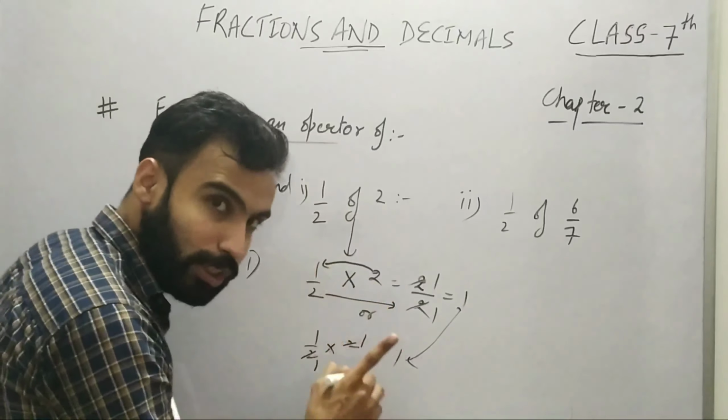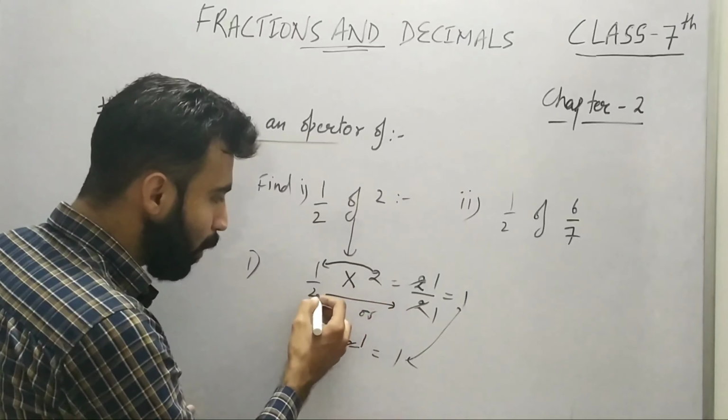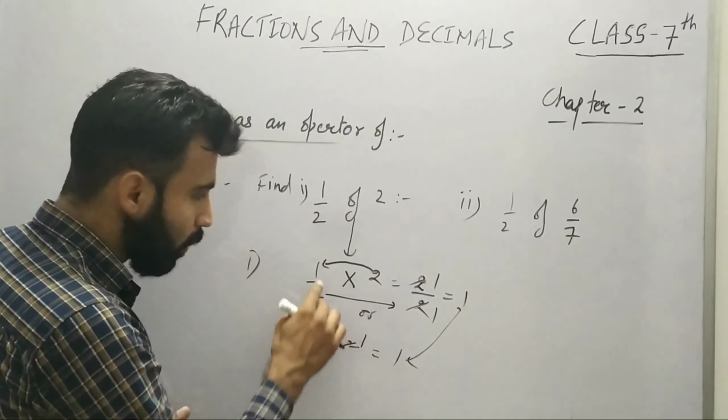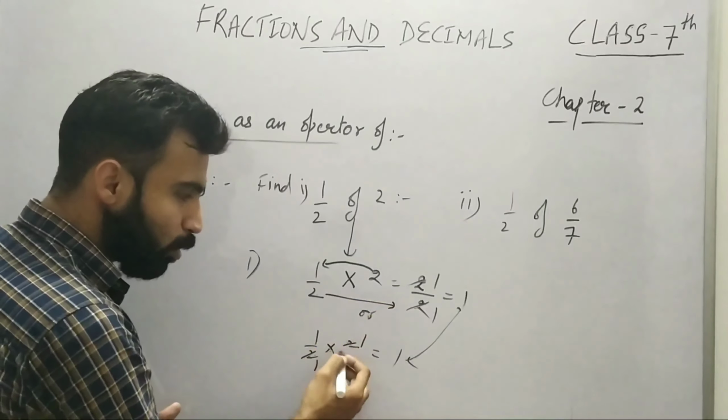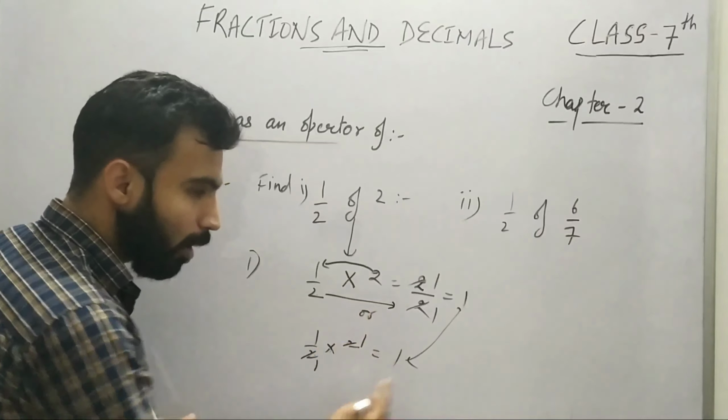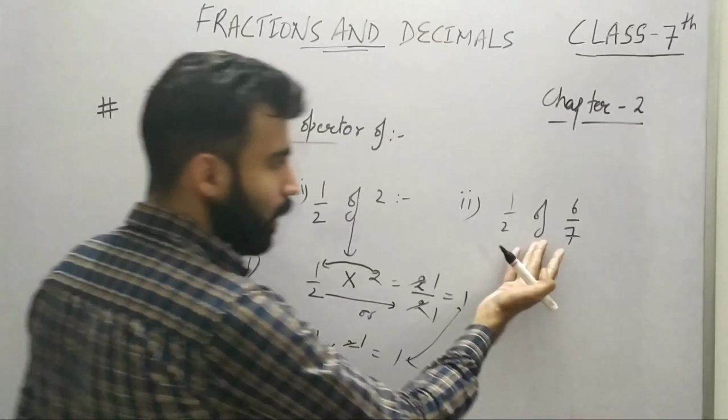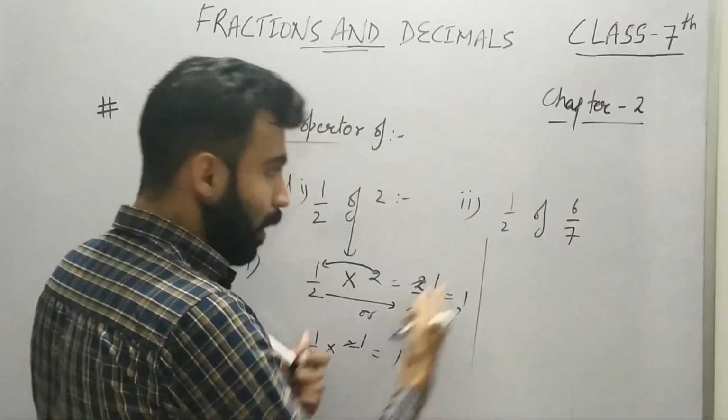So always check whether the numerator and denominator are reducing or not, whether this one or this one, right? So if they are reducing, reduce them so that the answer will come easily, right? So let me just take another example here that will show you better.